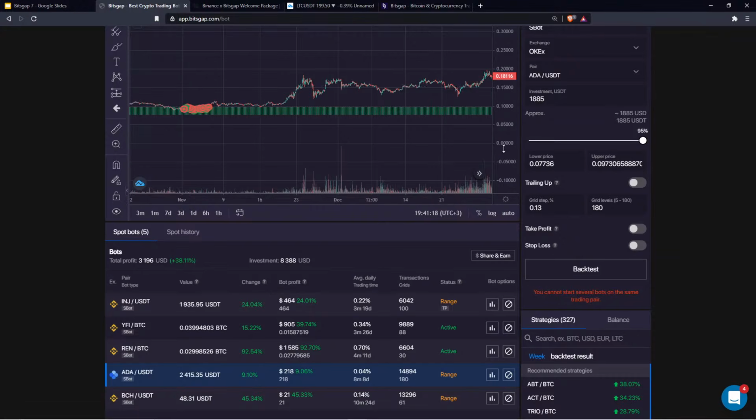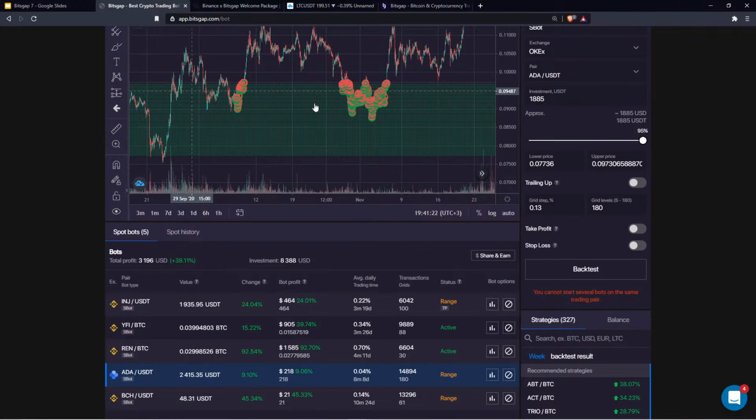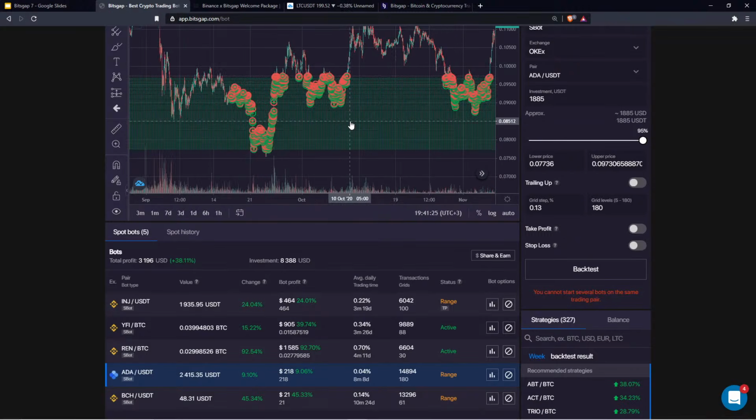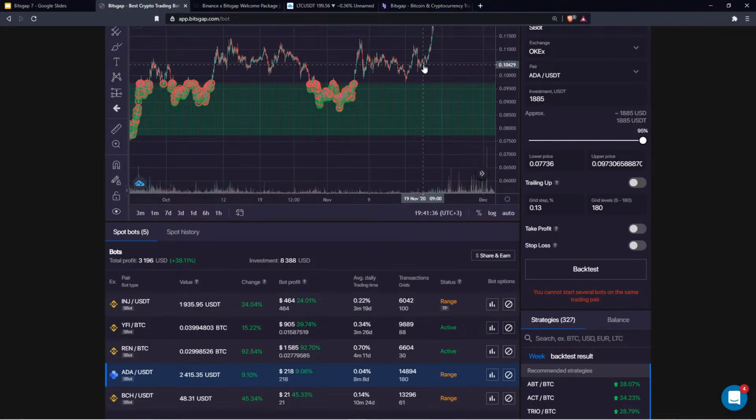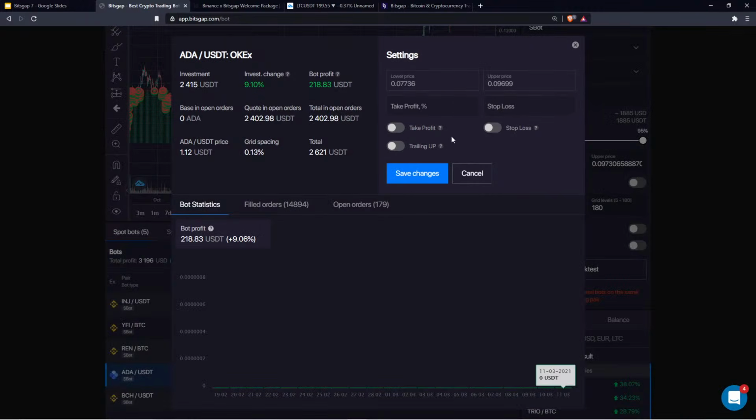Yeah, so here's the perfect example. You see, I got stuck here in this area. This was my trading range at the time when I launched this bot 8 months ago, guys. That's insane. I have some bots that are still active, like 8 months, 10 months. That's crazy.